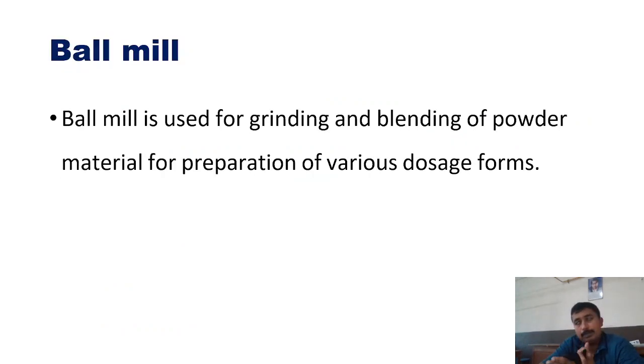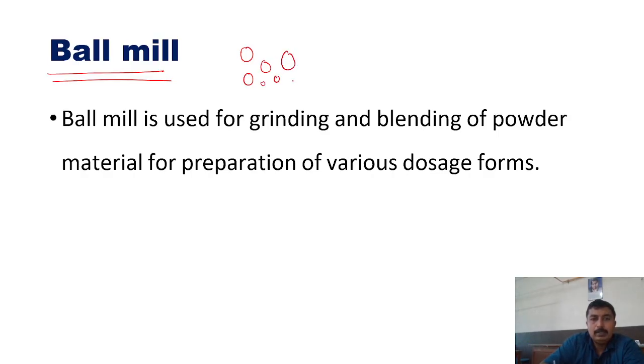So here we have finished the first type of mill, that is the hammer mill. The second mill, which is used for grinding of powder material, is the ball mill. Why is the name of the mill ball mill? Because it consists of stainless steel balls of various sizes. Generally, a mixture of stainless steel balls of various sizes is utilized. Because the stainless steel balls are responsible for breakdown of the powder particles, the name of the mill is ball mill.